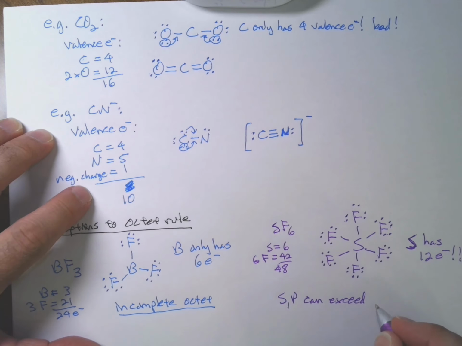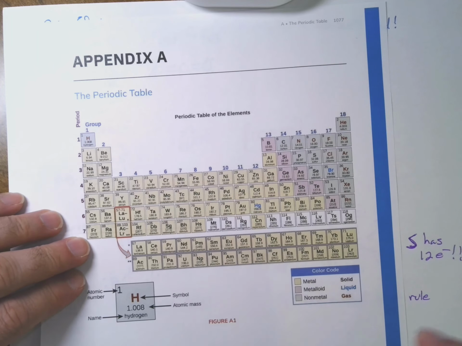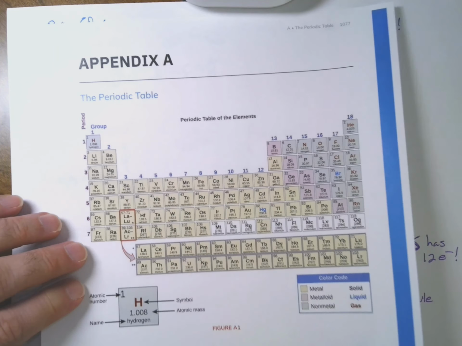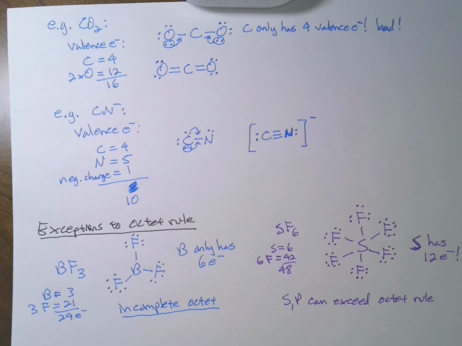So if we get into things in the third period on down, so phosphorus, sulfur, selenium, bromine, xenon can, iodine can, these can exceed the octet rule because there are d orbitals that are potentially available for bonding, or at least that's the way it's been traditionally explained. The reality of it is a little more nuanced and definitely beyond the scope of this course.